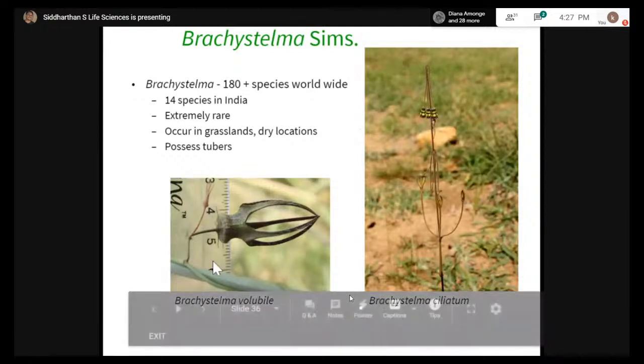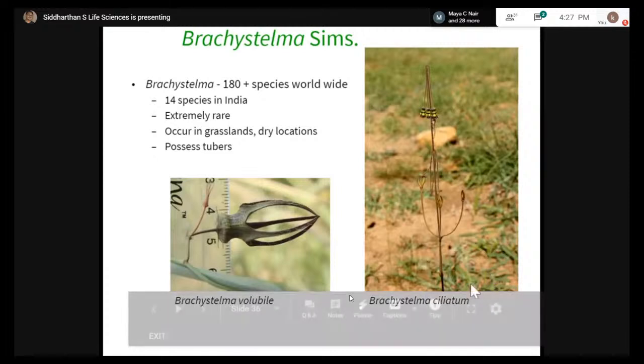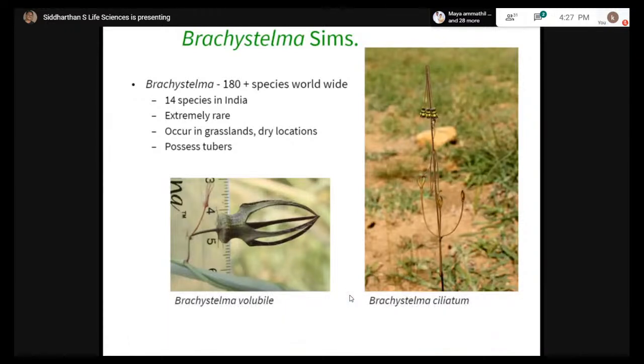So you can see Brachystelma. The main difference between Brachystelma and Ceropegia is that so far you've seen Ceropegia flowers, they are very long, vase-shaped flowers, whereas Brachystelma are open-type flowers. So this is kind of an intermediate. It has somewhat a vase-like structure, and it also has a long beak. The tube is very short compared to the beak. It also grows in the same regions. You can say it grows in sympatry with Ceropegia.